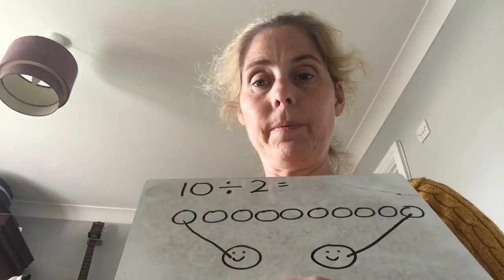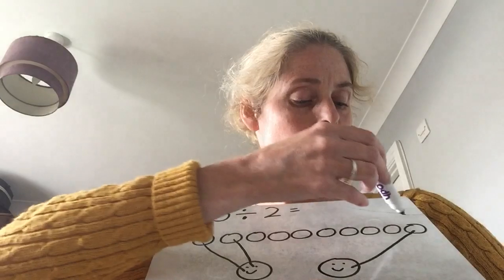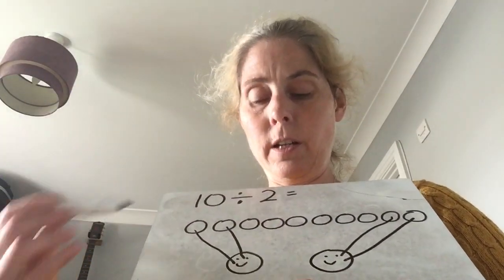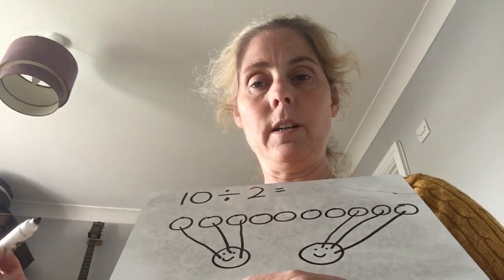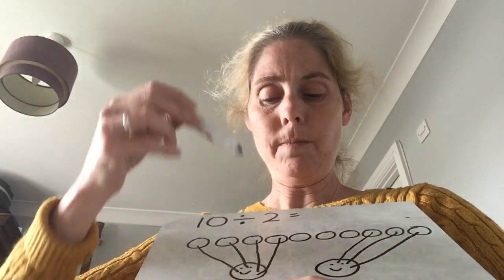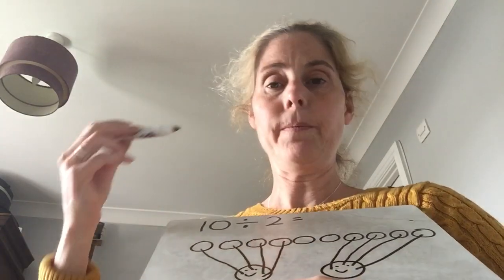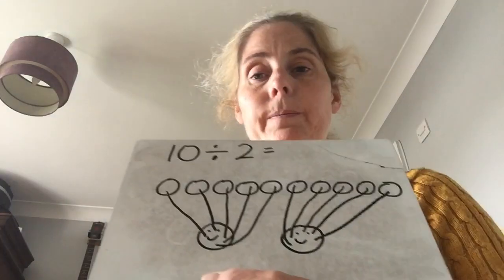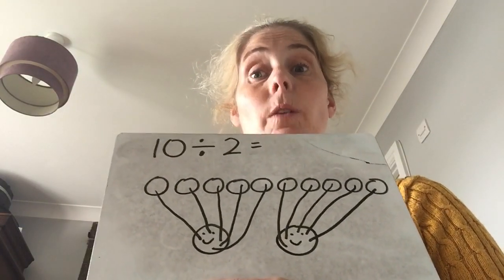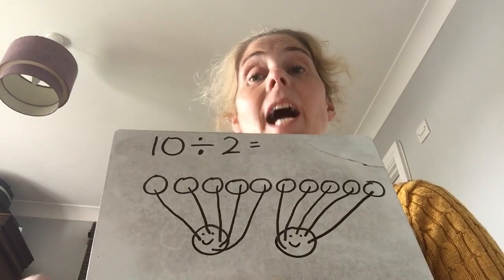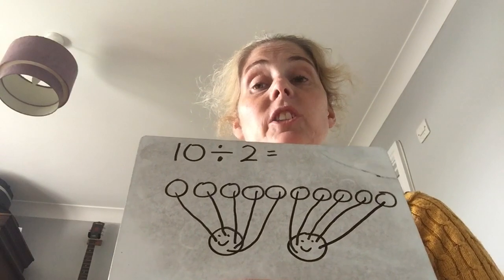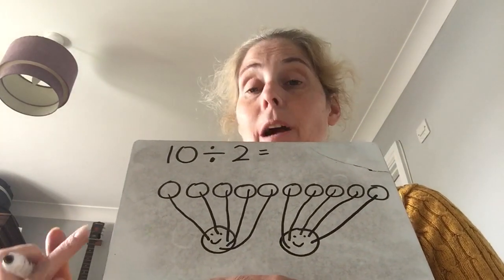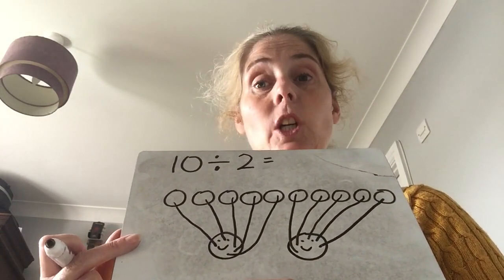1 for you, 1 for you, 1 for you, 1 for you, and so on, until all 10 are shared. Okay, have we shared them equally? Yes, we have. They've both got the same. But how many has each person got? Because that's our answer. How many each person has got is our answer.